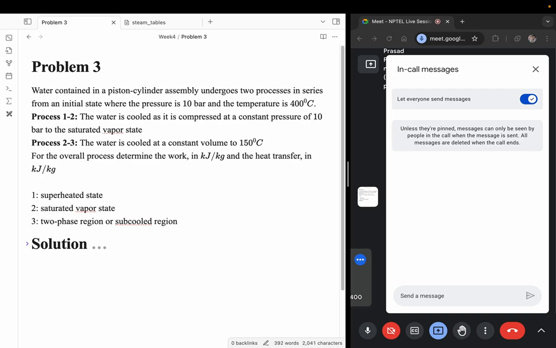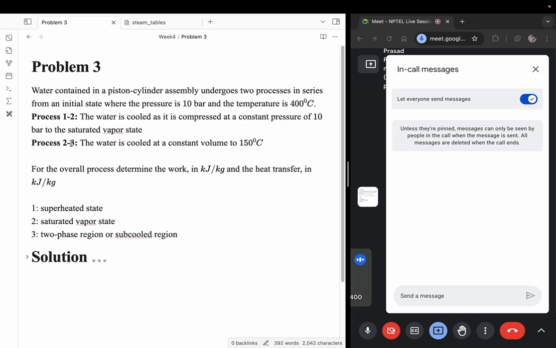So the processes are clear. All you need to find now is the total work done and heat transfer in these processes. The first one is a constant pressure cooling, and the second one is constant volume cooling. So how do you go ahead with this? Again, you need to determine the properties first, and then you will use the first law to determine the work done and heat transfers. So let's do the property calculation.